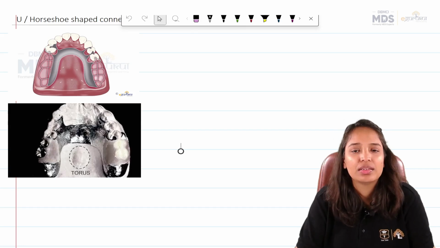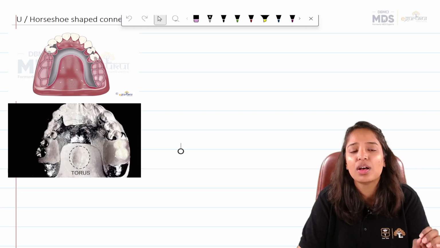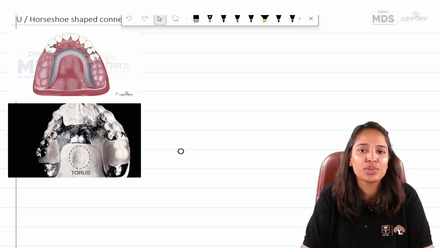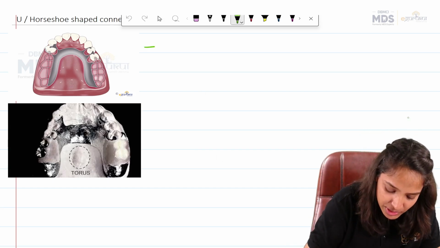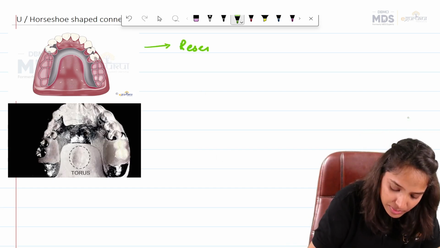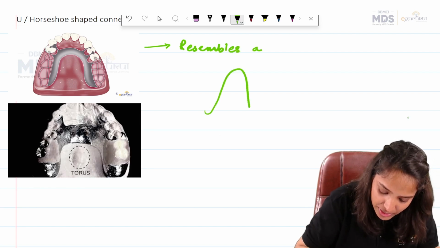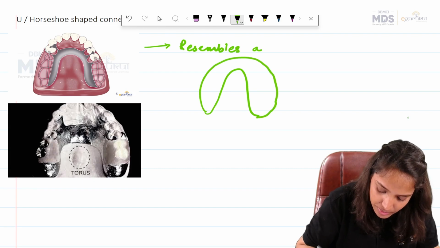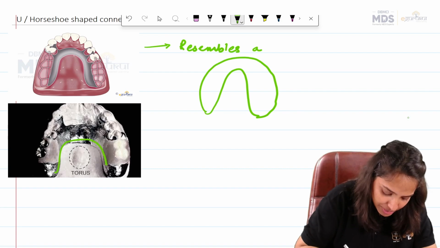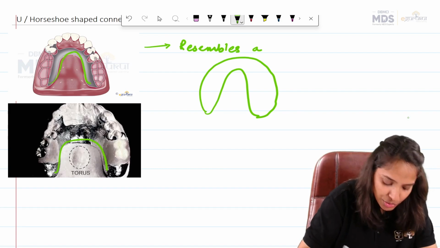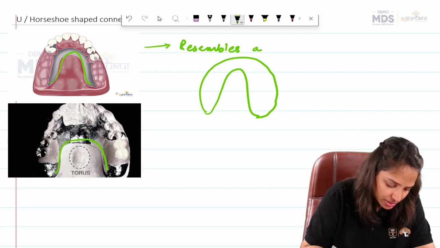Now, let us proceed further with the fifth maxillary major connector. This is called a horseshoe-shaped major connector, also known as a U-shaped palatal connector. What is it? As the name suggests, it resembles a horseshoe like this. That is why it is called a U-shaped or horseshoe-shaped connector. It is very similar to your AP strap, except that the posterior palatal connector is missing over here.